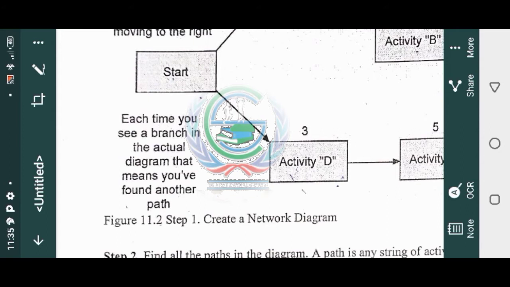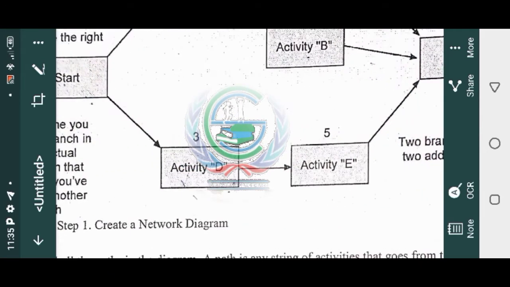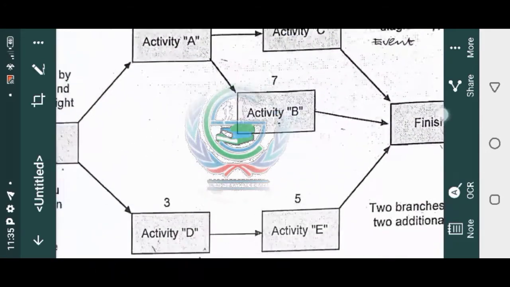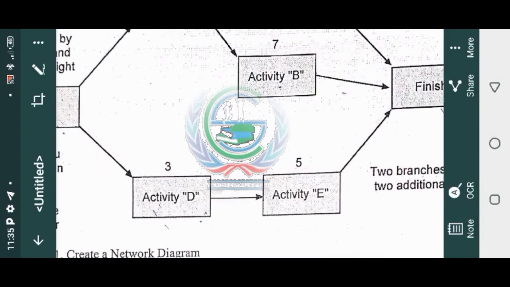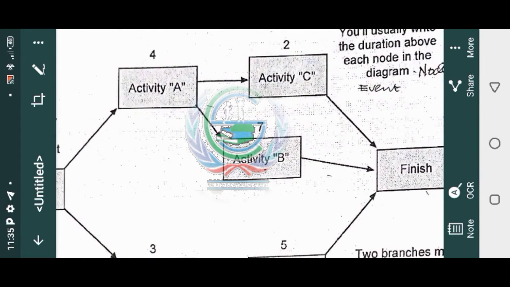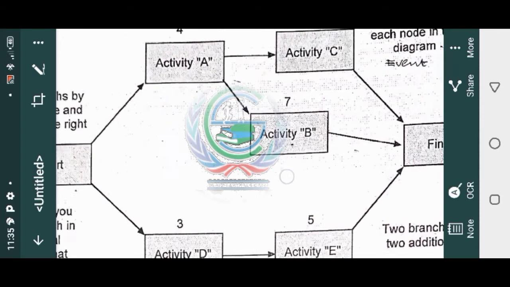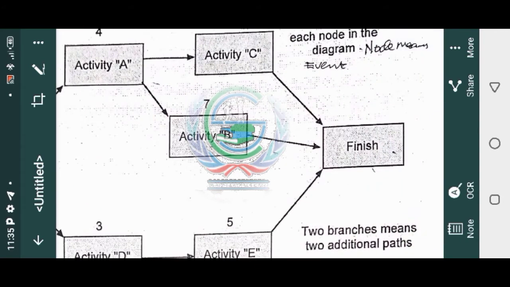Now let's go down. It says each time you see a branch in the actual diagram, that means you have found another path. So this is the path: start, activity D, activity E, finish. You see that? This is one path. Second path: start, activity A, activity C, finish. Did you see? That's two paths. Now, another path here: start, activity A, activity B, and finish. This is three paths.